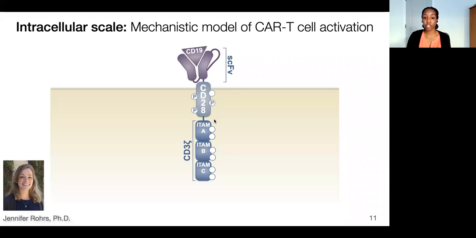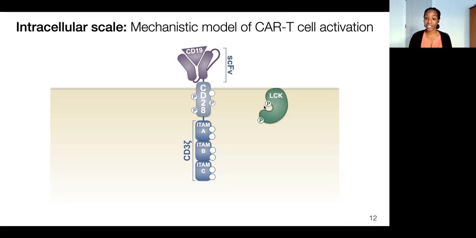This CAR includes the CD3 zeta chain, which has 3 ITAMs, immunoreceptor tyrosine-based activation motifs, each of those having 2 important phosphorylation sites. I just denote those with the circles here. This second generation CAR also has the CD28 co-stimulatory domain, which also has a number of important phosphorylation sites that lend to the activation of the CAR. And it recognizes the antigen CD19.